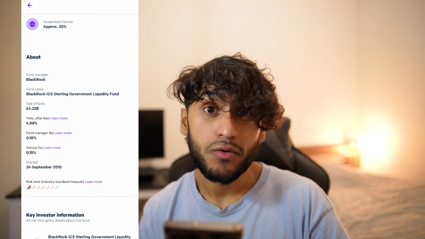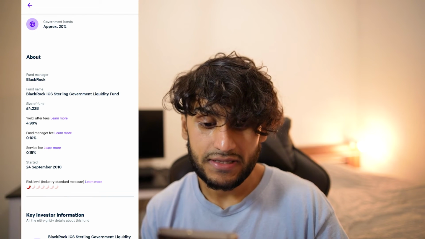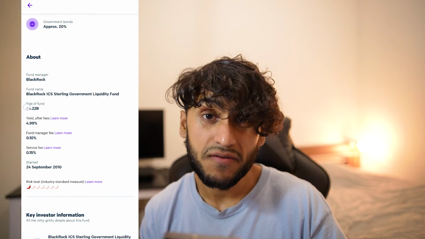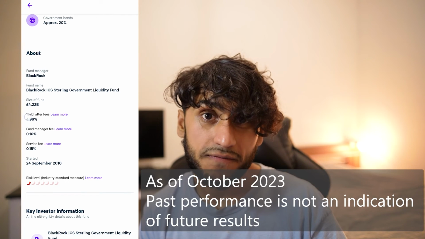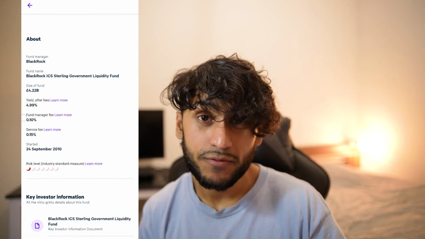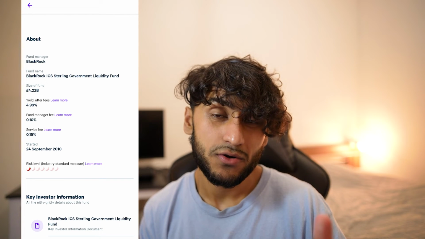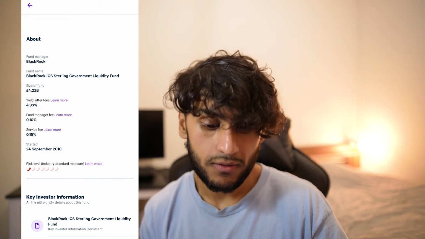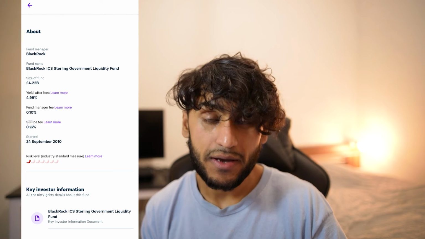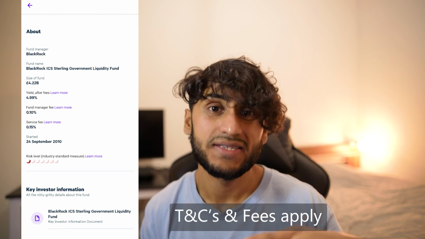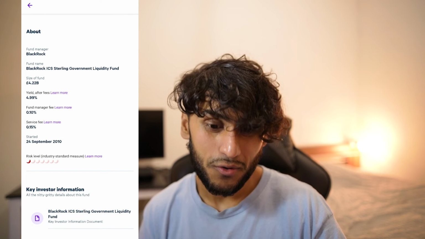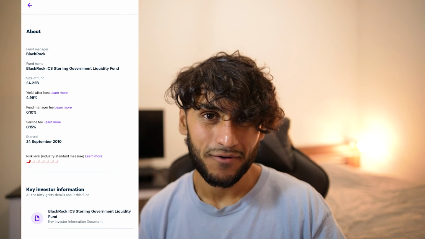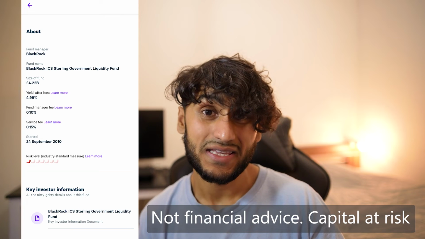And if you wanted to know more about the fund, you can see the name of the fund, you can see the size of the fund, which is £4.22 billion. You can see the yield after fees, you can see the fund manager fee, which we talked about, otherwise sometimes known as a total expense ratio, and we can see the service fee. So this is the amount Plum will take for managing all of this on an annual basis. And right at the bottom here in jalapenos or chili peppers, we can see the risk level as a measure of how risky these investments are.